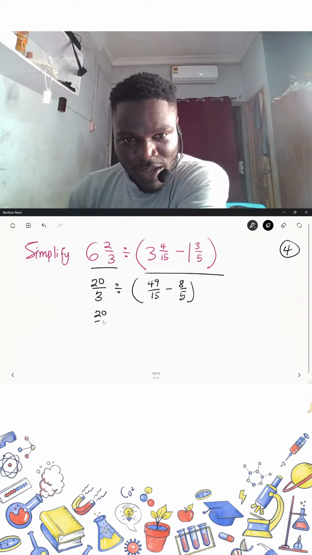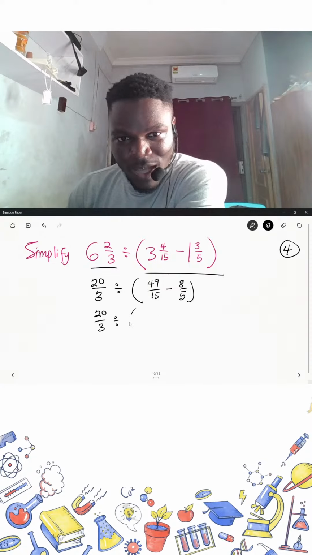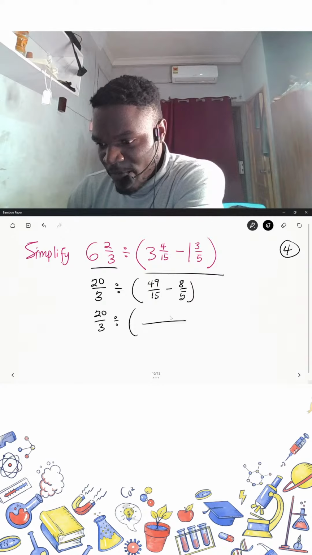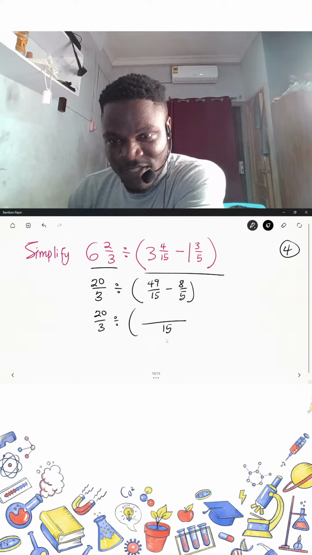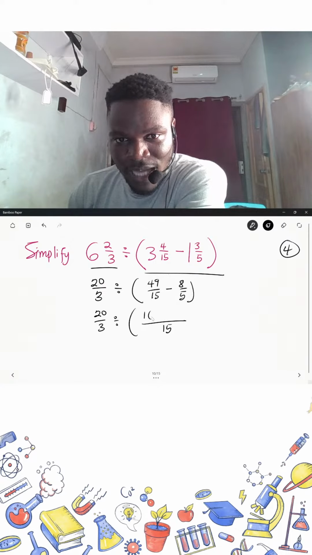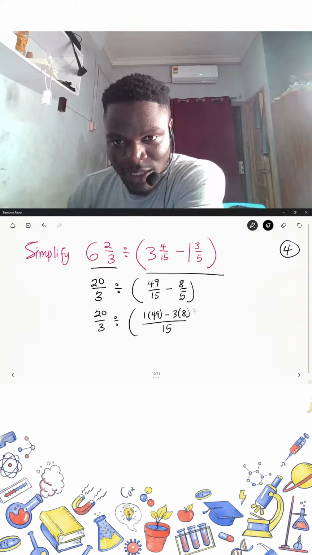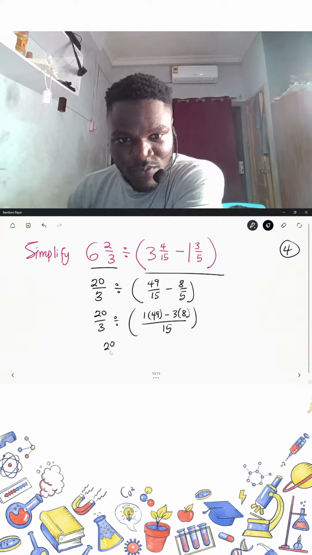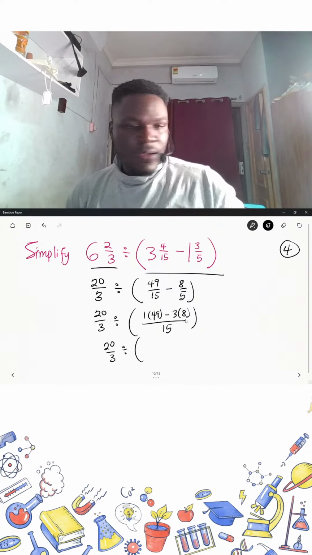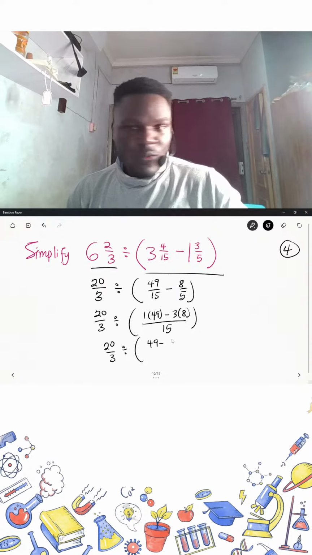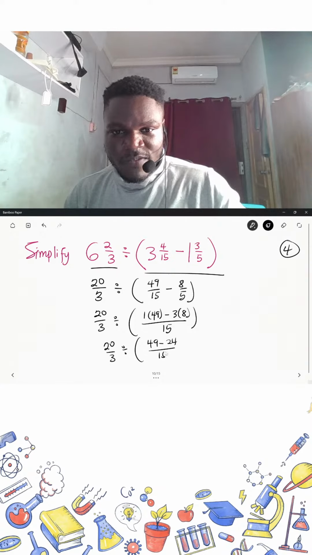So I will maintain the 20 over 3 divided by the ones in the bracket. I need to find the LCM between the denominators, between 15 and 5. The LCM is 15. 15 will go here 1 time. That 1 will multiply the 49 at the top. Then minus 5 will go into 15 3 times. That 3 will multiply the 8 at the top over here. So we now have 20 over 3 divided by, on this side, 1 multiplied by 49 will give me 49, minus 3 multiplied by 8 will give me 24, all over 15.